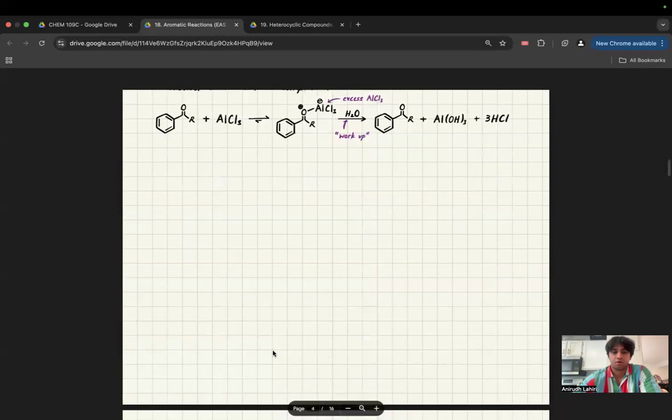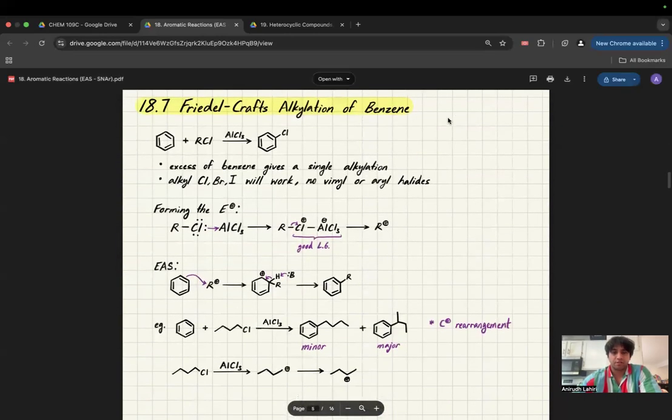Okay, Friedel-Crafts alkylation of benzene. So alkylation and acylation are pretty similar. The only caveat to alkylation is the fact that we go through a carbocation-like mechanism, which means we are subject to carbocation rearrangements, right? So let's go through it. Excess benzene will give a simple alkylation. We use excess benzene to make sure we don't chlorinate the benzene multiple times. So if you used excess of RCl or AlCl3, those together would give di or trichlorinated benzenes. So we just use excess benzene to make sure that we get a majority monochlorination product.